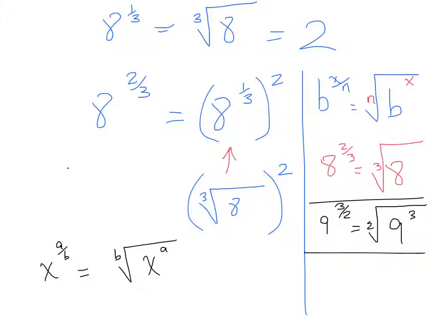I notice I switched the letters up here. The b is playing a whole different role than it did in our example before, and the x is playing a whole different role from before. But it doesn't matter. What does matter is that our denominator is the index, our big number remains the big number, and our numerator is our exponent.